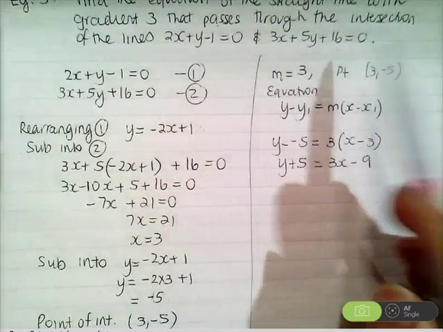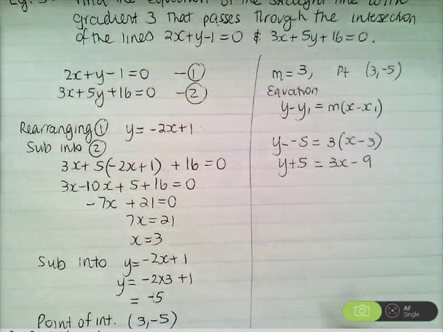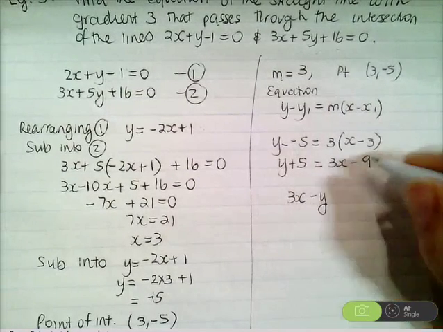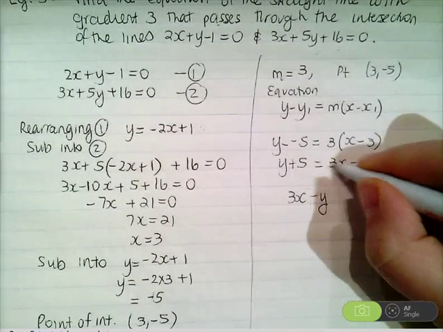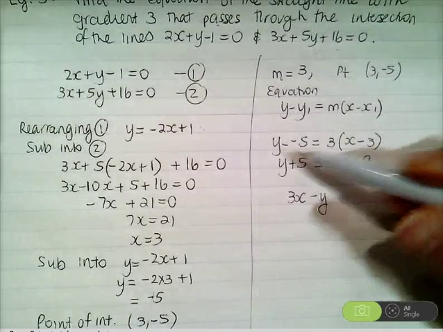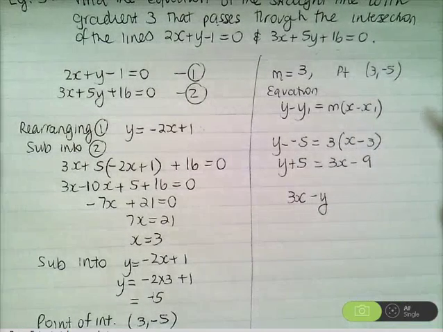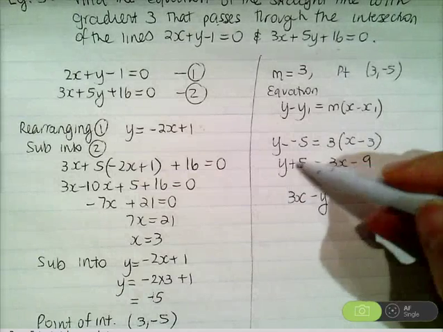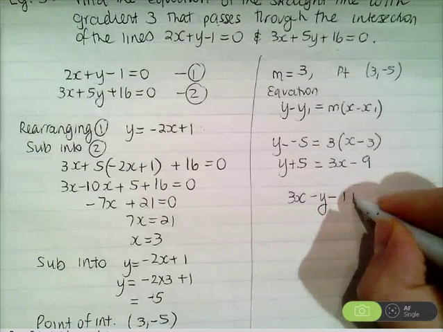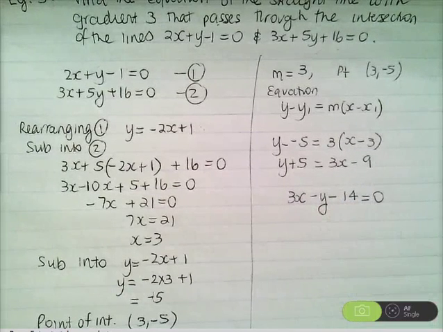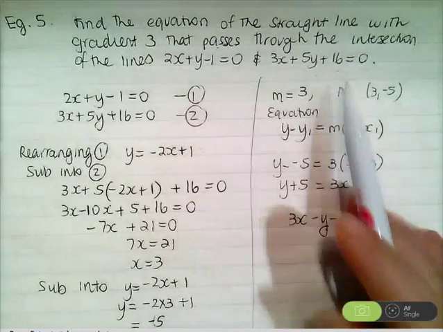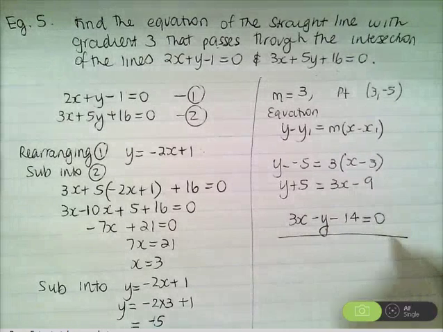Notice these two equations are in general form, so our final equation should be in general form. We get 3x minus y, so the coefficient of x is positive here. Keeping this over here and bringing these two terms over, we get 3x minus y. Now I've got minus 9 already and another minus 5, which is minus 14, equals 0. And that is the equation of the straight line with gradient 3 that passes through the intersection of these two lines. So that's my answer.